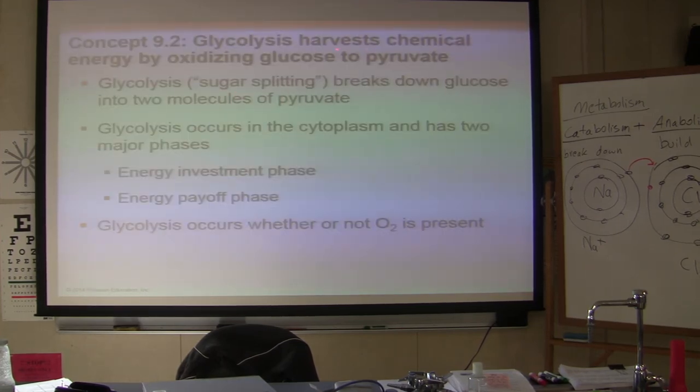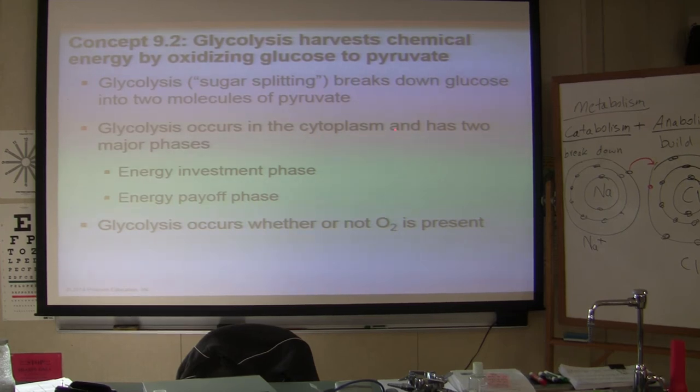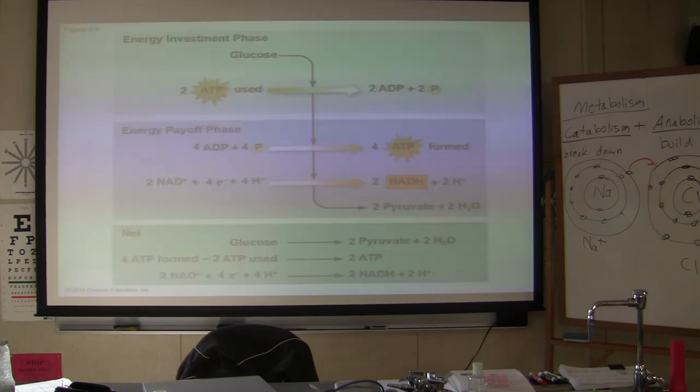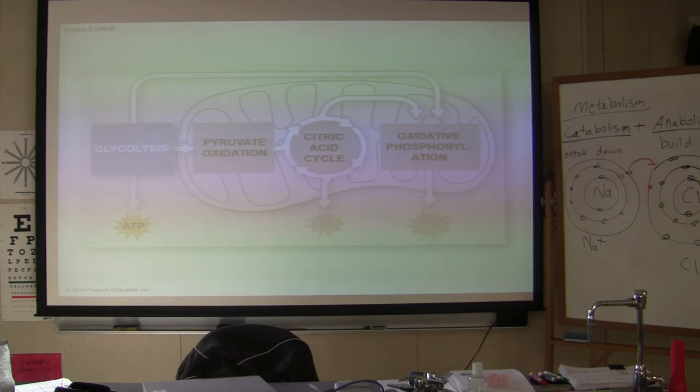I want pictures. Glycolysis harvests chemical energy by oxidizing glucose to pyruvate. Glycolysis, sugar splitting, breaks down glucose into two molecules of pyruvate. Glycolysis occurs in the cytoplasm and has two major phases, the energy investment phase and the energy payoff phase. Glycolysis occurs whether or not O2 is present. Here we go. Okay, now we are talking.